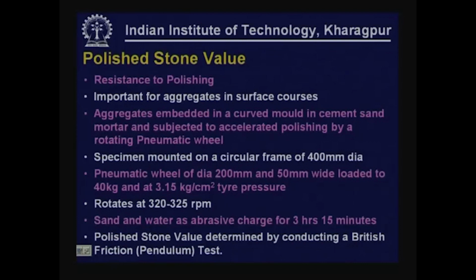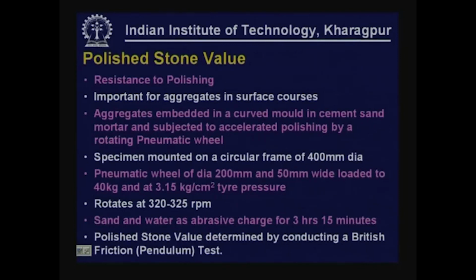There is another test that is normally used for aggregates that are used in surface course, as these aggregates are subjected to polishing because of the action of traffic. This test is a measure of resistance to polishing, and it is important for aggregates which are used in surface courses. In this test, the aggregates are embedded in a curved mold in cement sand mortar, and these aggregates are subjected to accelerated polishing by a rotating pneumatic wheel.